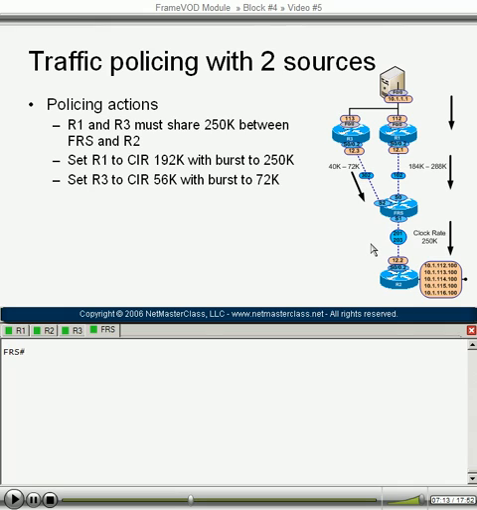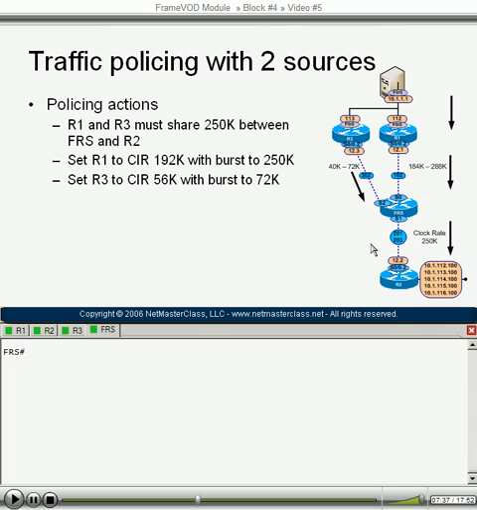Since the clock rate between FRS and R2 is only 250K, FRS cannot guarantee all of the traffic from both sources. We will configure policing on the port connected to R1 with a CIR of 192K and a burst of 250K. We will configure the R3 port with a CIR of 56K and a burst to 72.